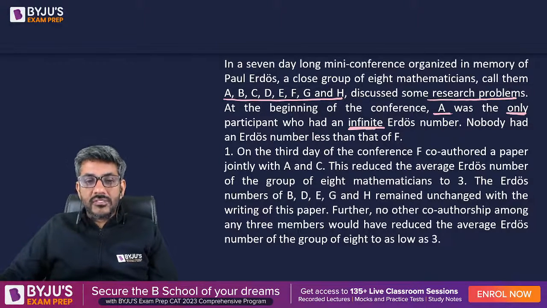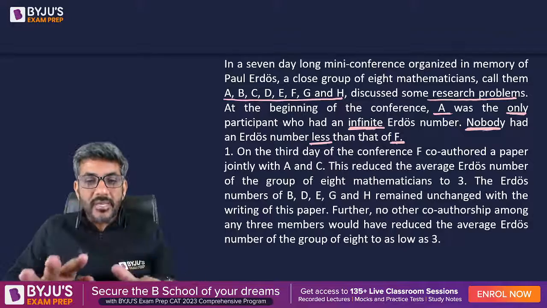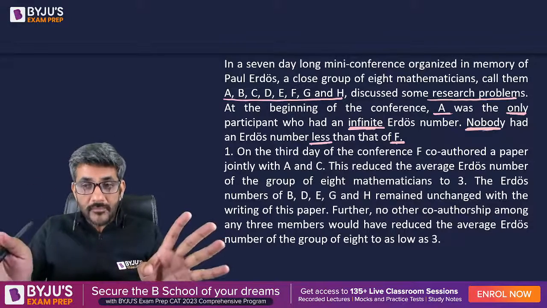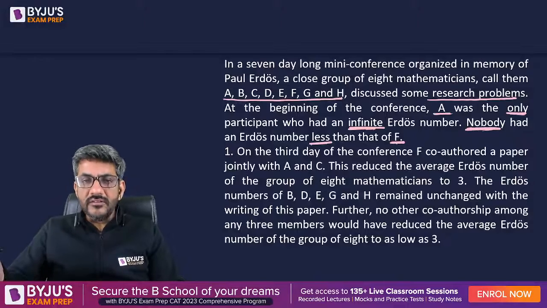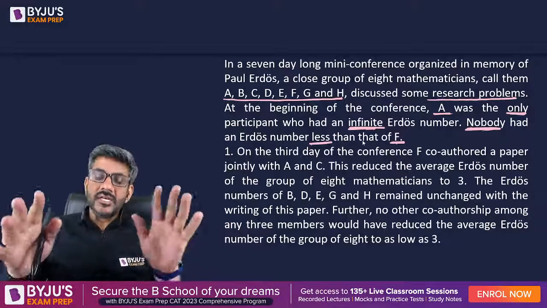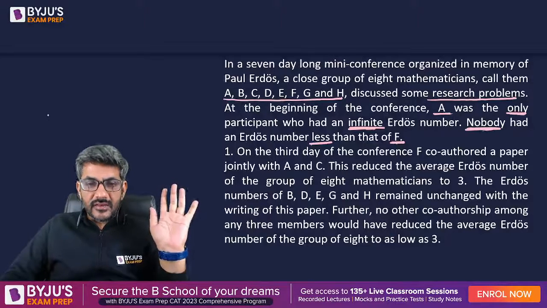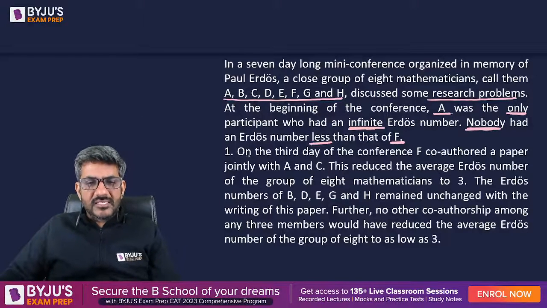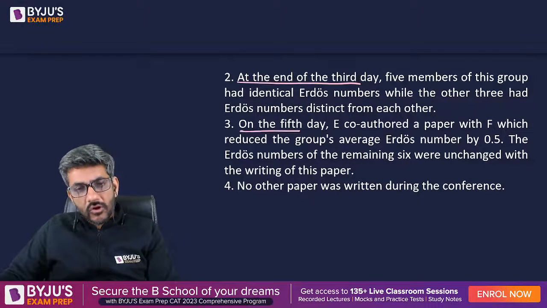Nobody had an Erdos number less than that of F. So F had the minimum Erdos number among all, and A had the highest Erdos number, of course infinity. So the person with the highest Erdos number was A, and he was the only one with infinite Erdos number. After that, some information is given on the third day, what has happened, then more information at the end of the third day, on the fifth day.